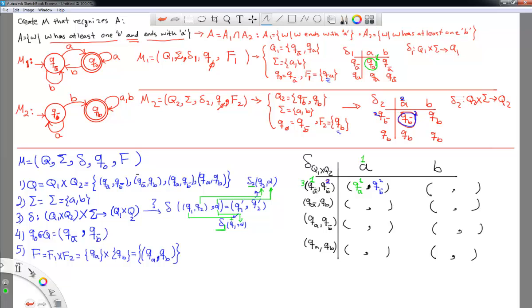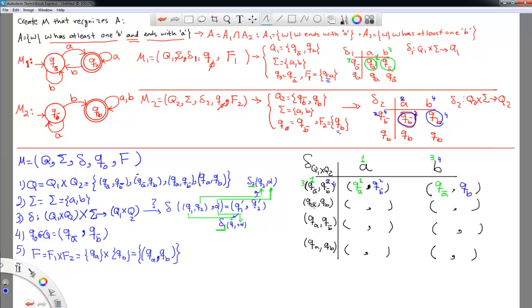What's going to happen if you're in Q naught A and you see a B? So when you're in Q naught A and you see a B, then you're going to stay in Q naught A. So this is going to go to Q naught A. Next, we're going to look at 4 here. What happens if you're in Q naught B and you see a B? Let's call this 4. Then we are here, so then we're going to go to Q sub B.